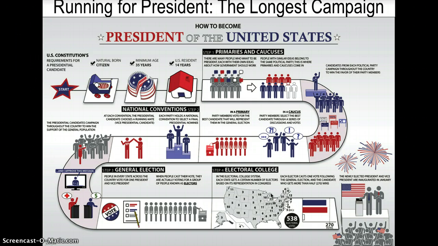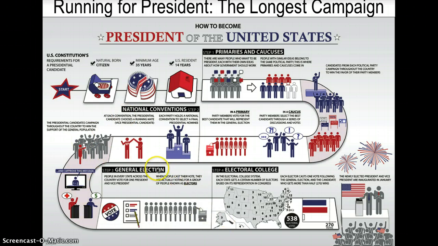In this slide right here, I've shown this to my students a few times, but this is a really cool graphic portrayal of how you become the president, starting with the constitutional requirements through the primaries and caucuses, which are happening as we speak. Then we have the national conventions in the summer where everything's formalized.